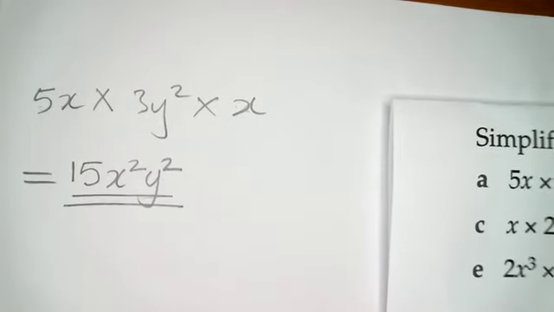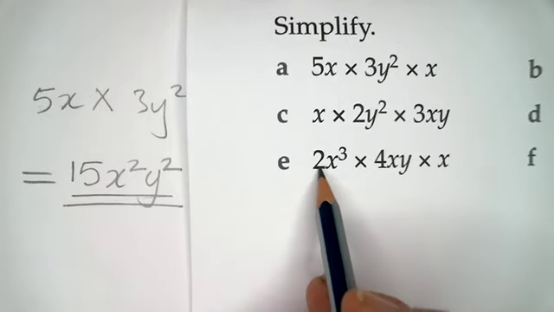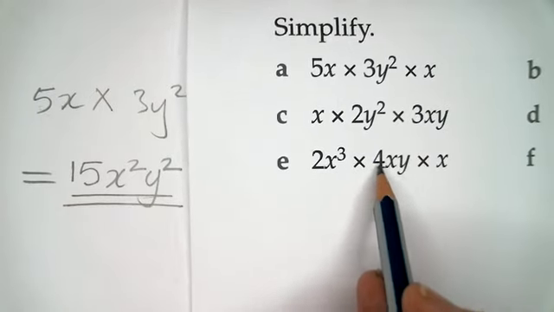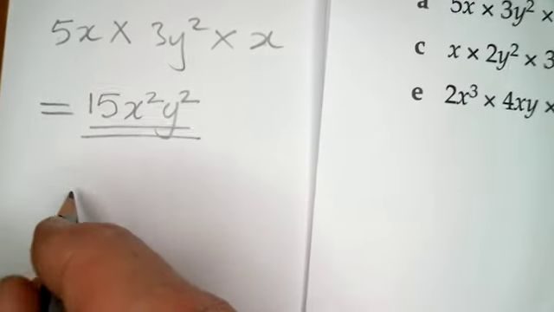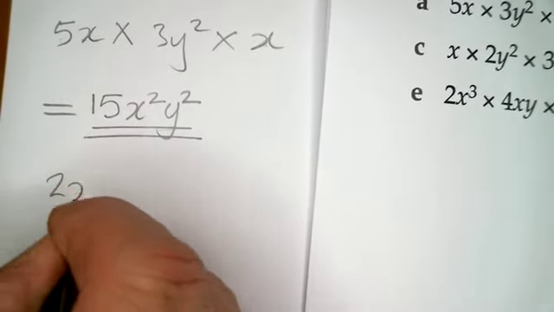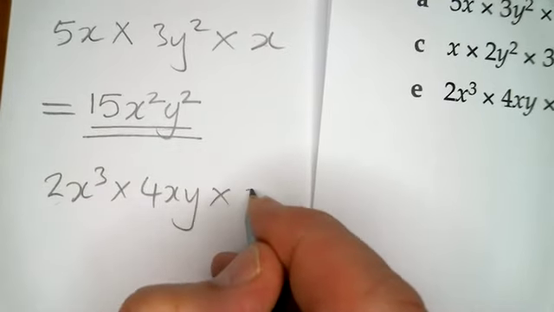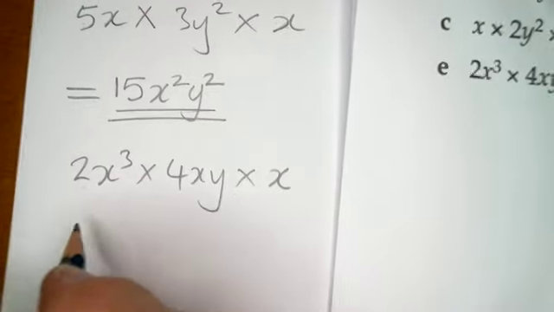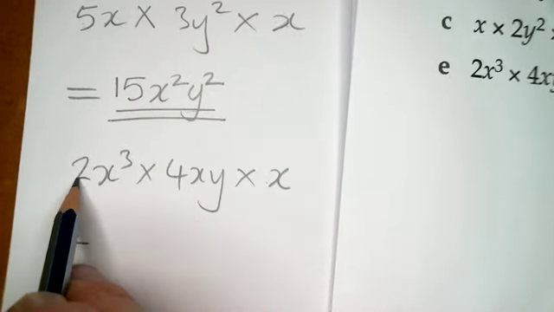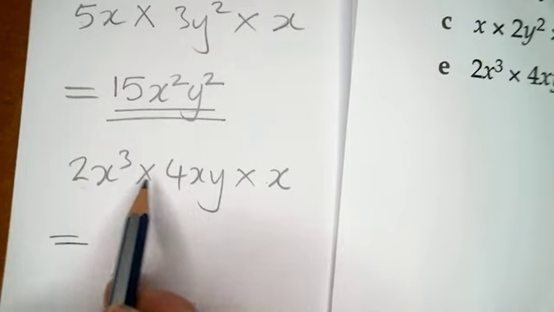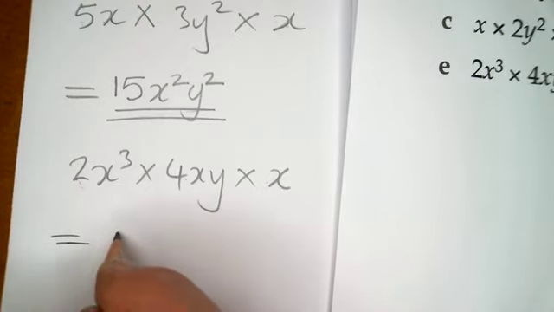All right, let's look at the next one. We'll look at a different one. I'm going to look at E, which is this one here, 2x to the 3, 4xy times x. I like that one. That's very nice. Here we go. This is going to be 2x to the 3 times 4xy times x. So first job, multiplying the coefficients. So I've got a 1x, a 4x, and a 2x. It doesn't matter if it's a 4y, it's just whatever it happens to be. So 2 times 4 is 8, times 1 is still 8.